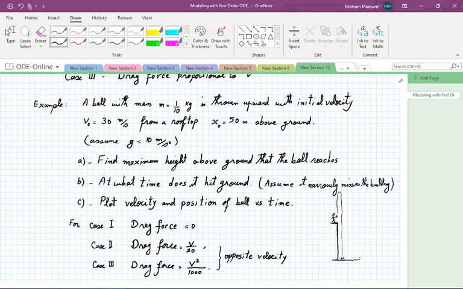In case 1 we are going to take a problem with no drag force at all. Case 2, drag force is v over 20, where v is the velocity. And part 3, perhaps if you want to do it, v squared over 1000. And drag force, of course, is always opposite of velocity.